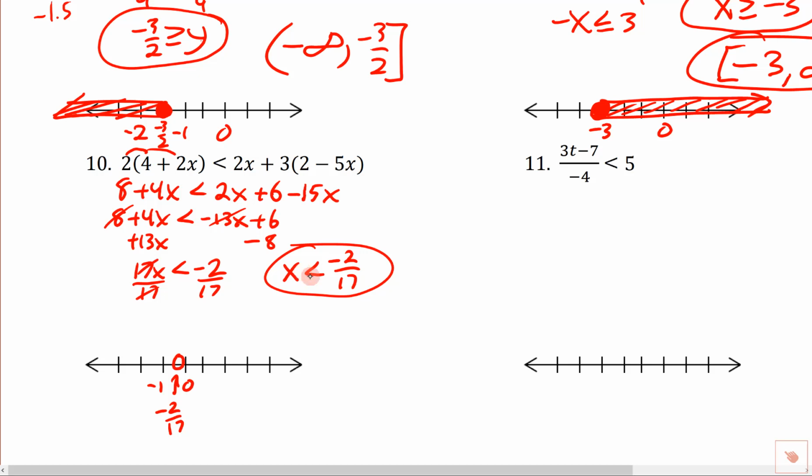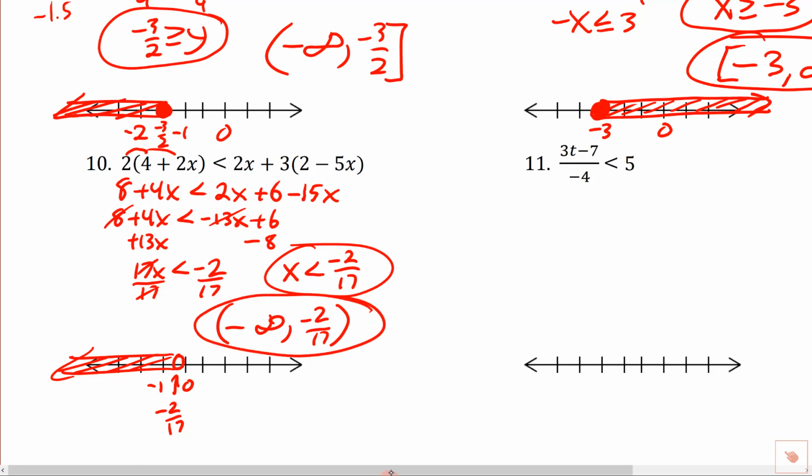and then we shade. The answers are less than negative 2/17. So we're going to shade this direction here. So we'll go ahead and shade that in. And then in interval notation, we're going to write it this way. They go from negative infinity all the way up to negative 2/17, not including either one of those. So we're going to have round brackets around both of those.